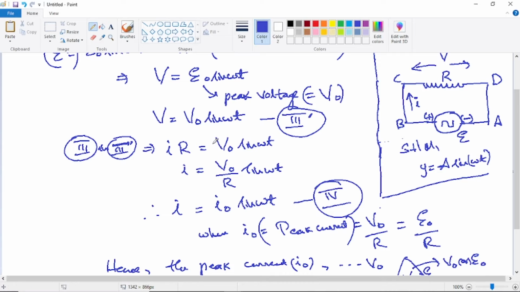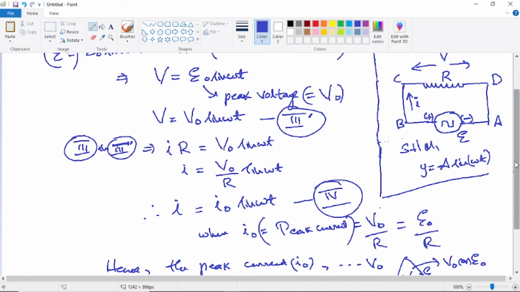This is a very, very important result in the case of a resistor. Only in the case of a resistor will this result come. It will not come in the case of other components like the capacitor and the inductor. Only in the case of a resistor will we get this result. Always, current and voltage will have the same phase at any given time, or the phase difference between current and voltage is said to be zero. These are very, very important results.